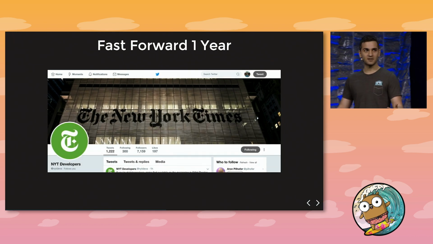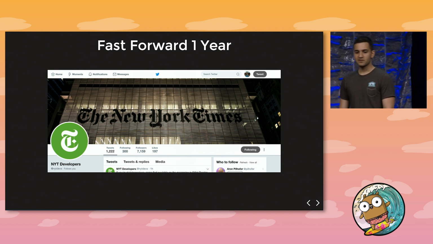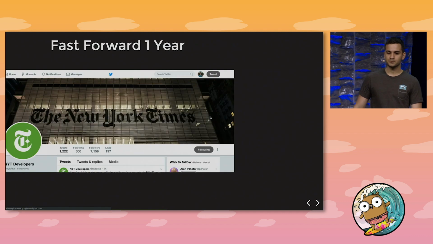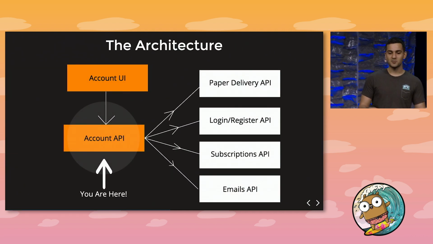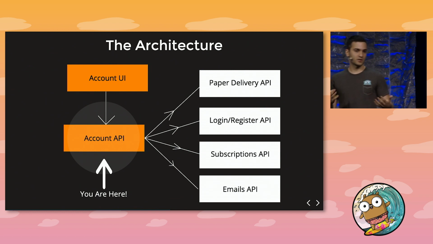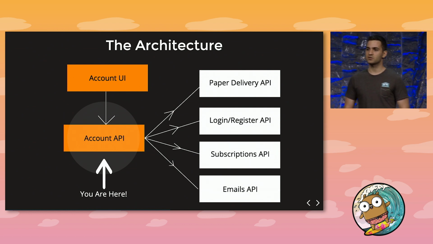So fast forward 1 year, when I was learning all these Go concepts, I started working at the New York Times, and my first team was the account API. If you're a New York Times subscriber, which I hope you are, and you want to change your password, change your email, or maybe suspend your home delivery paper, or whatever it is that has to do with your account, you go to your profile.